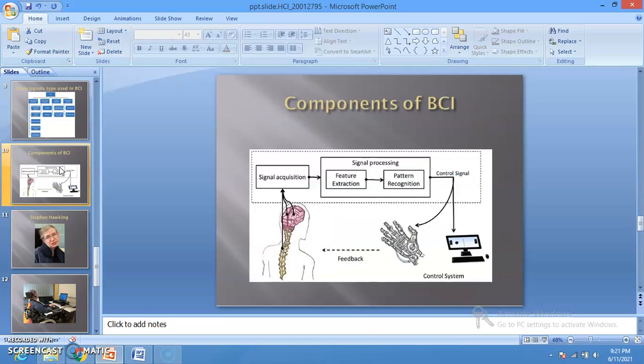Here in the components of BCI, you can see the signal acquisition, which is connected from the brain. That means the signal is directly connected to the system, and it is an ongoing process through feature extraction, pattern recognition, and the control signal. The control system here is, you can see, an emulator or the hand.